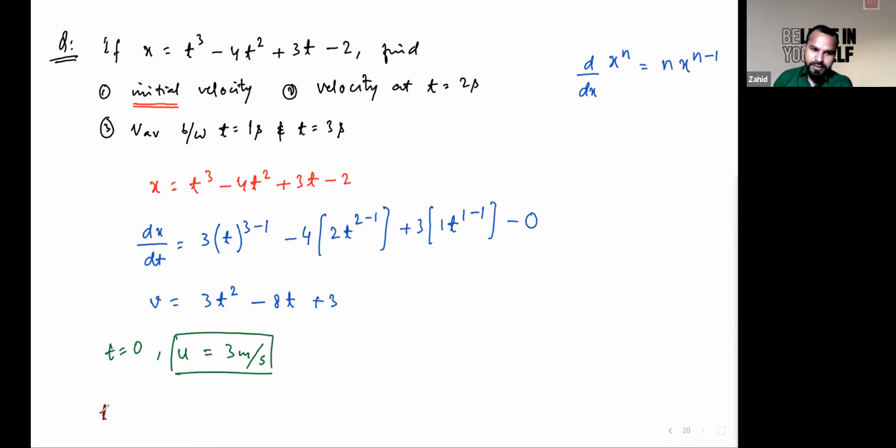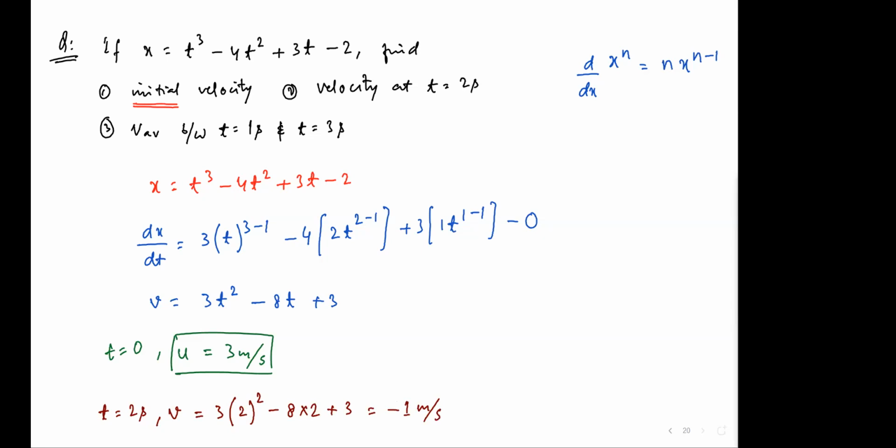Similarly, if you have to find velocity at 2 seconds, just put the value of t to be 2 seconds in this given expression. So it will be v is equal to 3 times 2 squared minus 8 into 2 plus 3. 2 square is 4 into 3 is 12 plus 3, 15, and 8 into 2 is 16. So minus 16 plus 15 will be minus 1 meter per second. Is it clear? Mohammed Amir? Yes, sir.